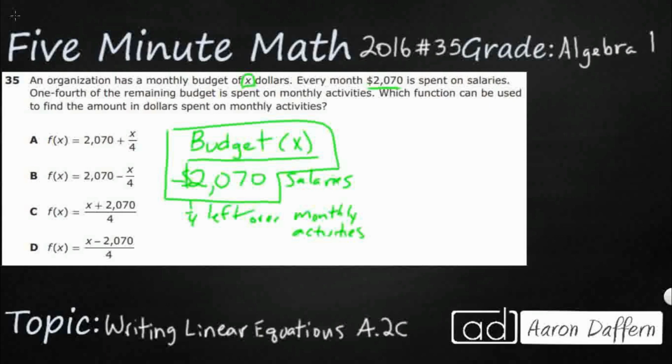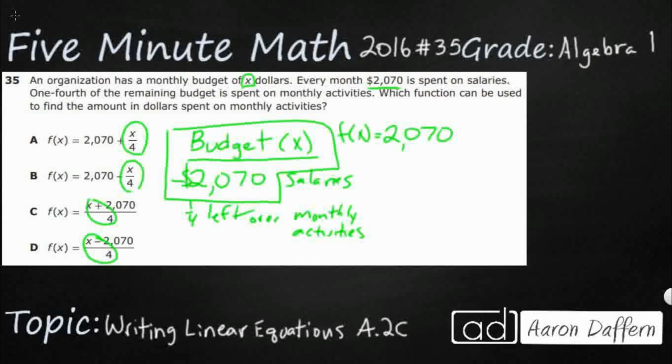So obviously, look at all of these, right? We're dividing by 4. It just depends on what we're doing with that 2070. Are we including it or excluding it? And are we using addition or subtraction? Well, if I were to try to put this in some type of equation here, right? So f of x or y, whatever it is, right? So it's kind of what we're looking at.